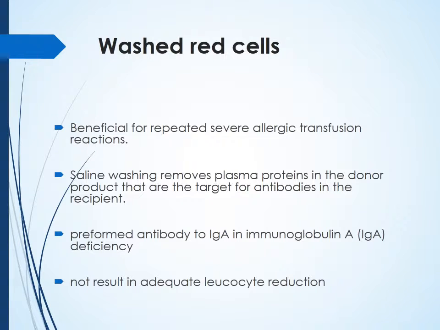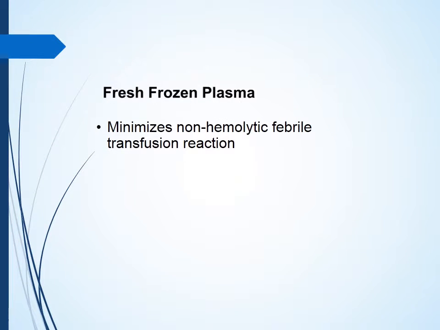Next is washed red cells. Washed red cells will be beneficial for repeated severe allergic transfusion reactions, and saline washing removes plasma proteins in the donor product that are the target for antibodies in the recipient. It prevents antibody to IgA in immunoglobulin A deficiency and also results in adequate leukocyte reduction. For fresh frozen plasma, it will minimize the non-hemolytic febrile transfusion reaction.